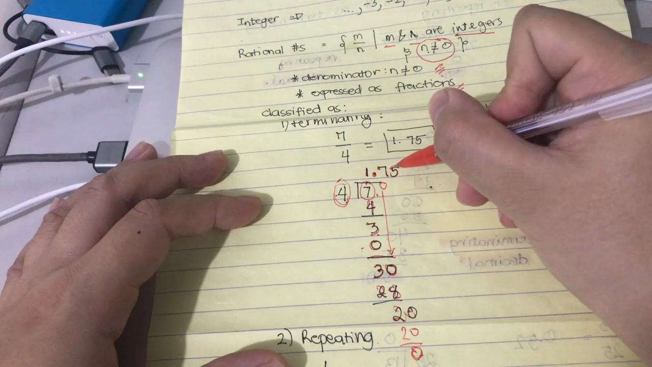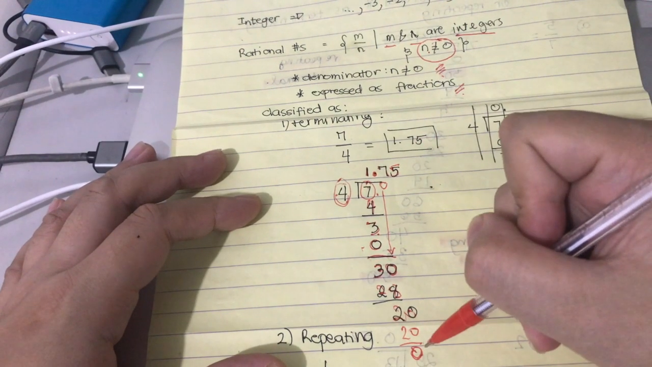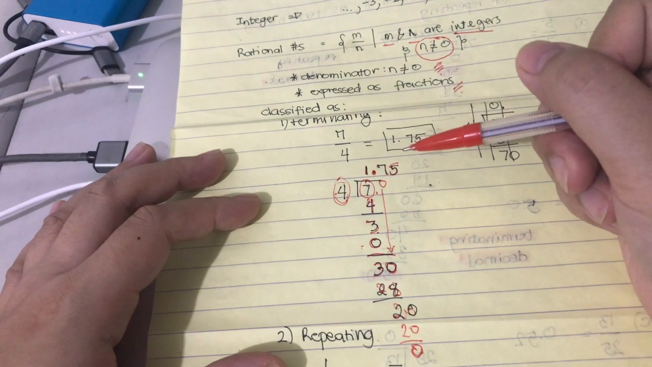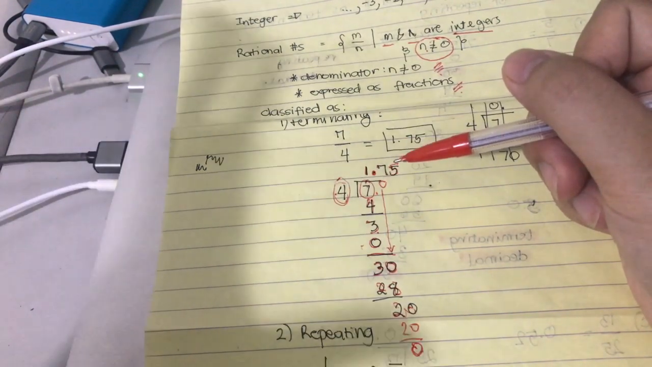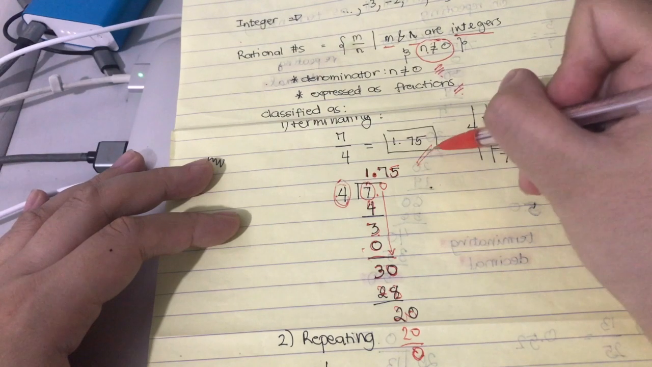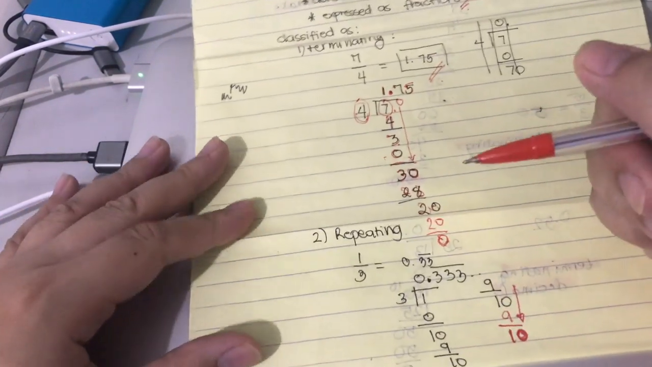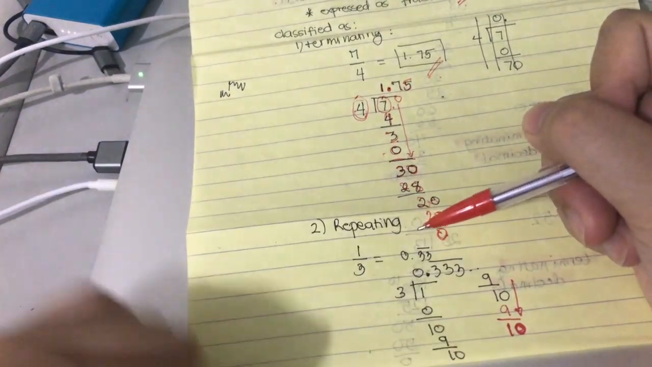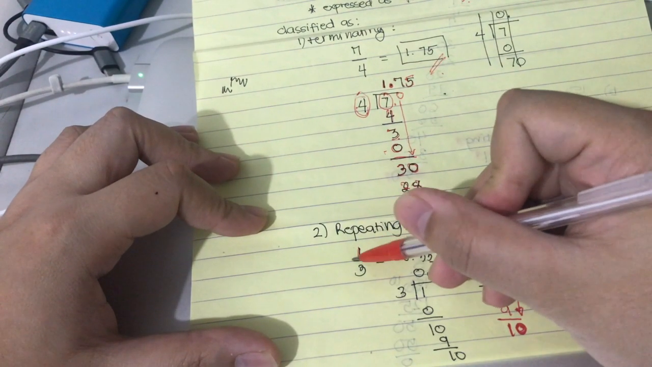If you get a remainder of 0 at the end, after you put the decimal point and compute it like this, it's a terminating rational number. Now there are repeating rational numbers such as 1 over 3. And what happens to that? So let's divide 1 by 3.